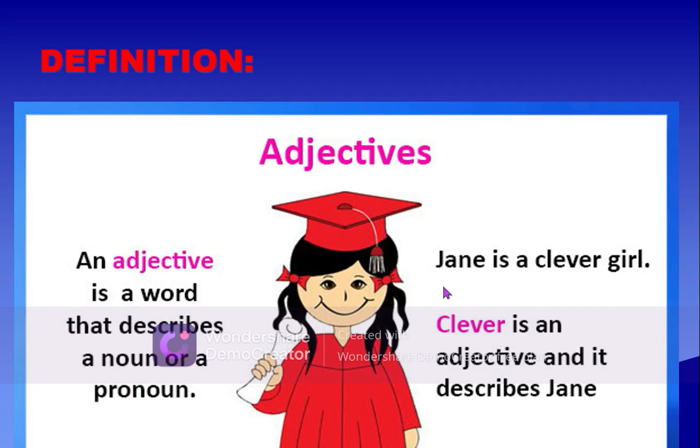Look here in the example. Jane is a clever girl. So in the sentence, clever is adjective. Clever is adjective because it is used with a noun. It is describing the noun. It is qualifying this noun, which is a girl. Clever is an adjective and it describes Jane. So adjective always defines a noun or a pronoun.